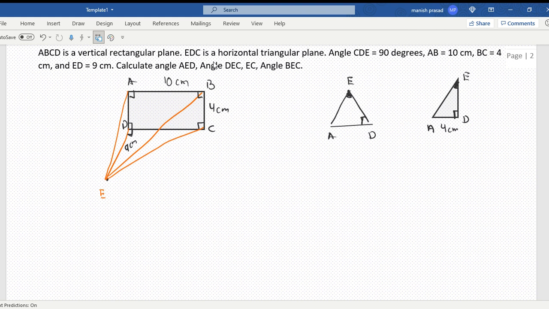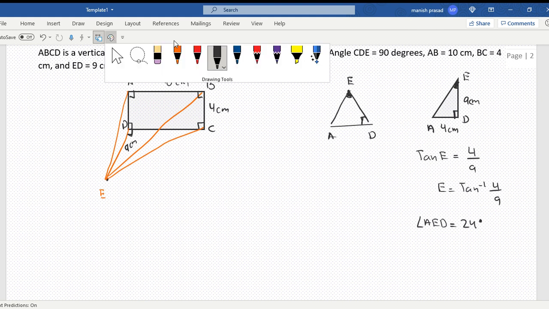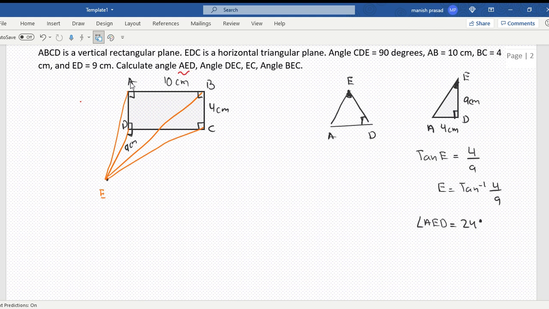AD will be 4 centimeters because it is the side of that rectangle. ED is 9 centimeters. So now it is opposite by adjacent. When it is opposite by adjacent, what do we use? Tan. Okay, tan is opposite by adjacent. See, in cos and sine, hypotenuse will always come. Hypotenuse is not coming here. So tan E would be opposite by adjacent, that is 4 by 9. So E is equal to tan inverse 4/9. So what is the value of angle E, that is angle AED? 24 degrees. So the first thing is done. Okay, we are through with finding the angle AED.